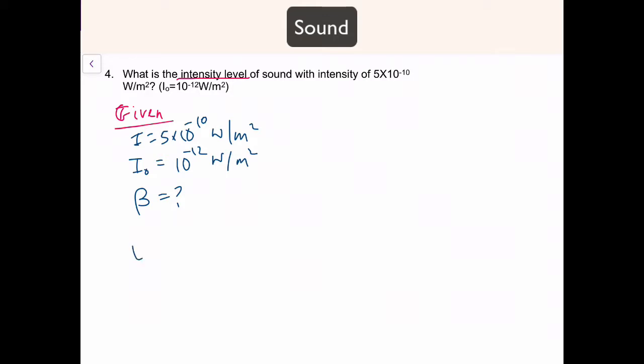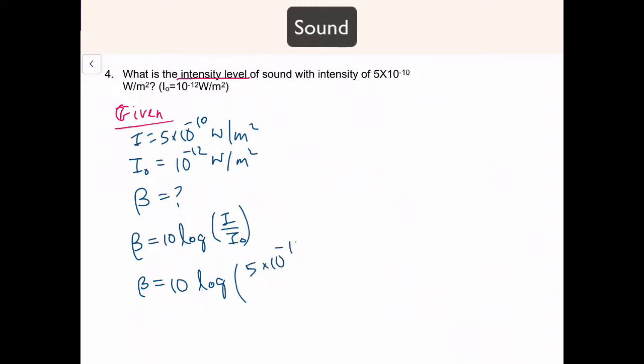So we know that beta equals 10 times logarithm of I over I naught. Okay, so then the value of beta is going to be 10 times log of 5 times 10 to the power of minus 10 divided by 10 to the power of minus 12. Okay.